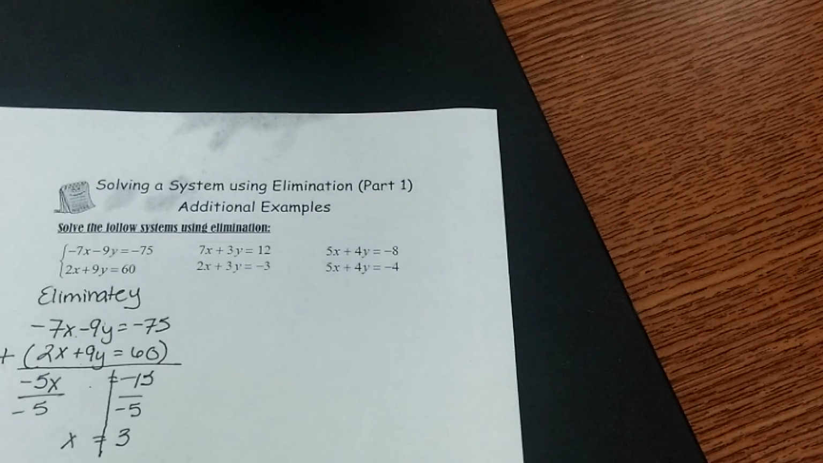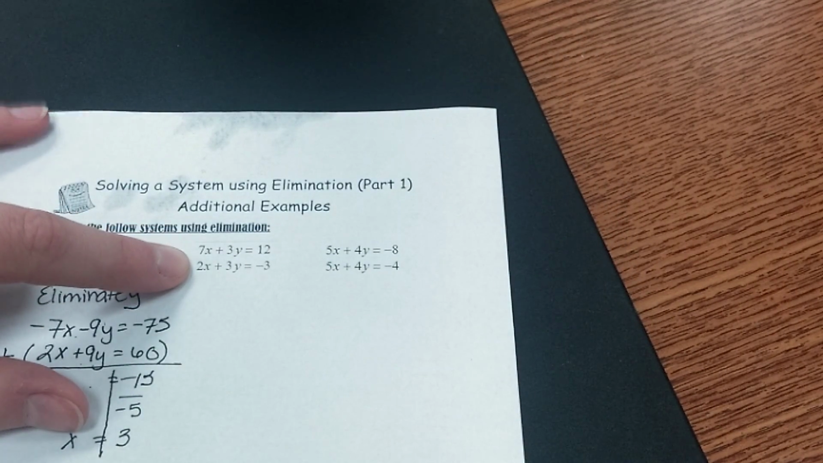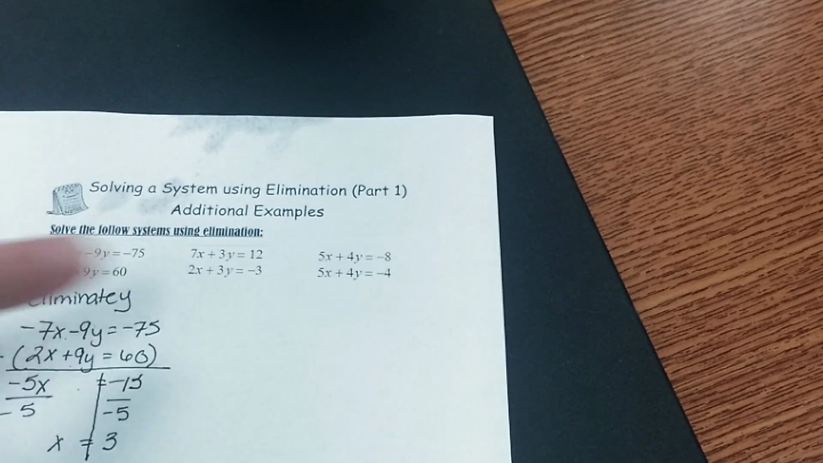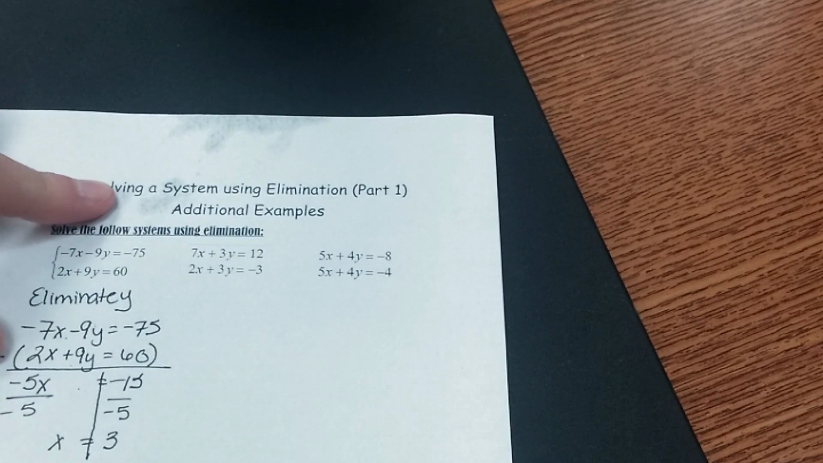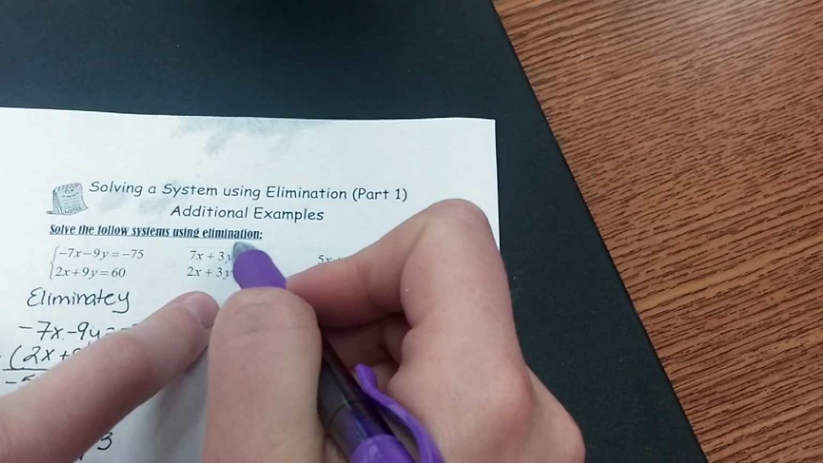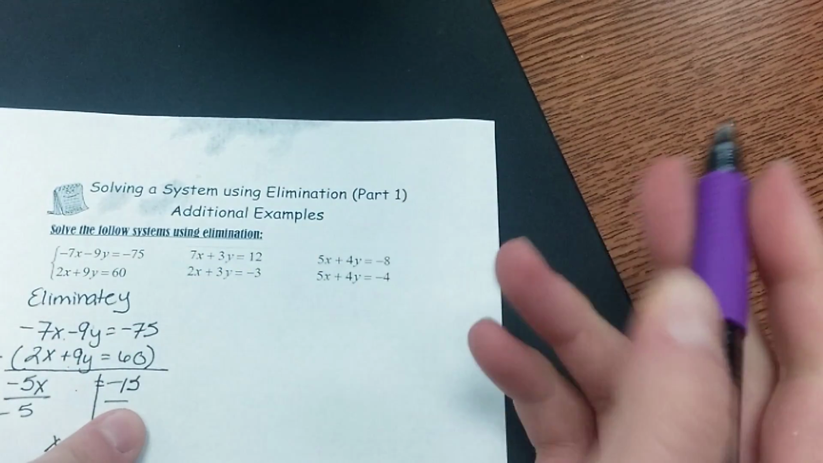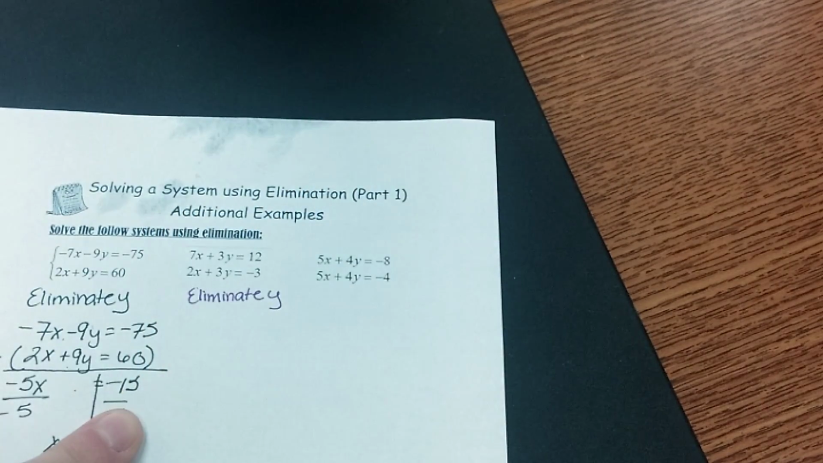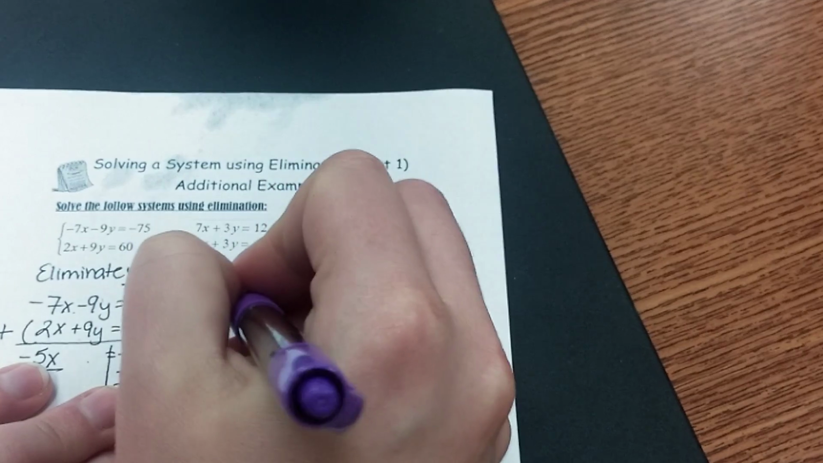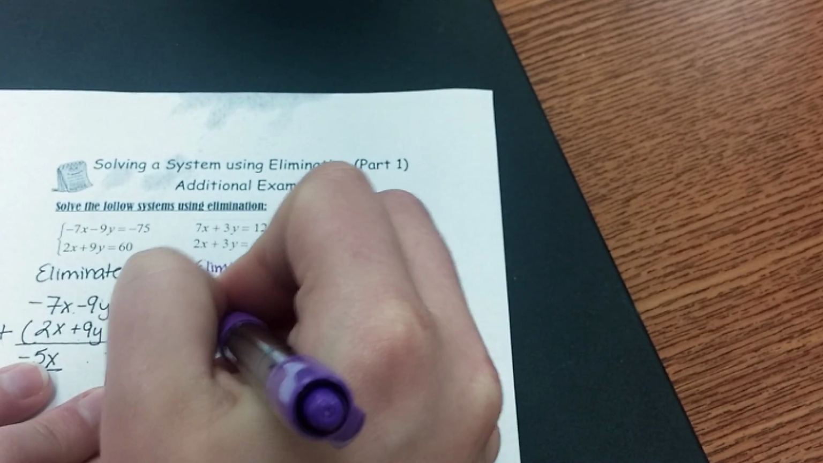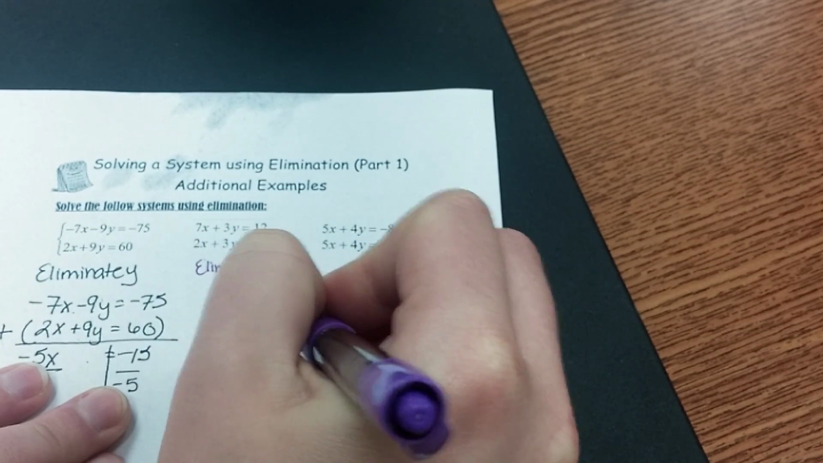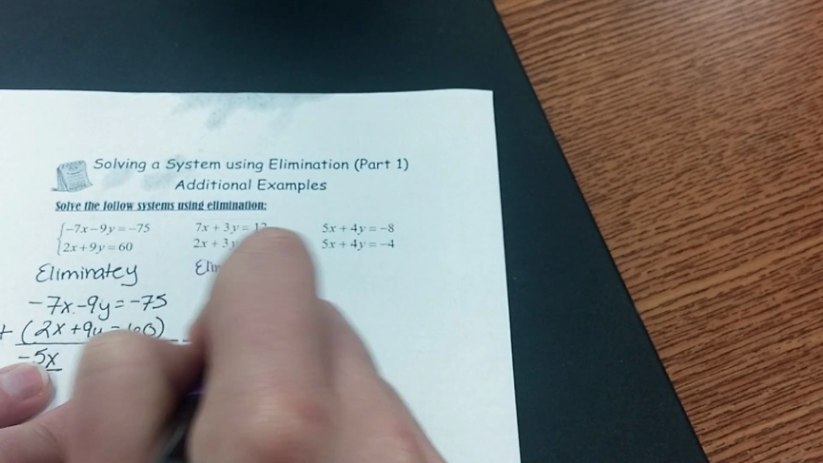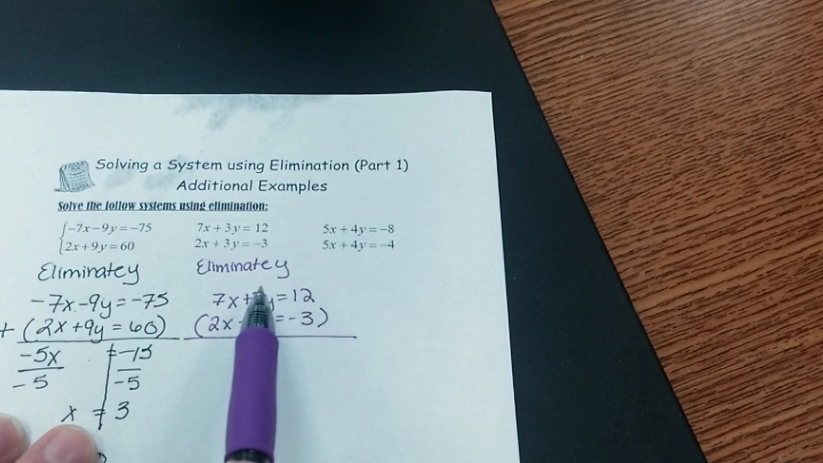All right, second example on this page, I have 7x plus 3y equals 12 and 2x plus 3y equals negative 3. I'll pick a different color here just so they don't run together. So the variable that has the same coefficient in this case is the y. So again, we're going to work to eliminate y. So that gives me 7x plus 3y is equal to 12, and 2x plus 3y is equal to negative 3. Parentheses around the second equation, and in this case, I'm going to have to subtract the second equation from the first.